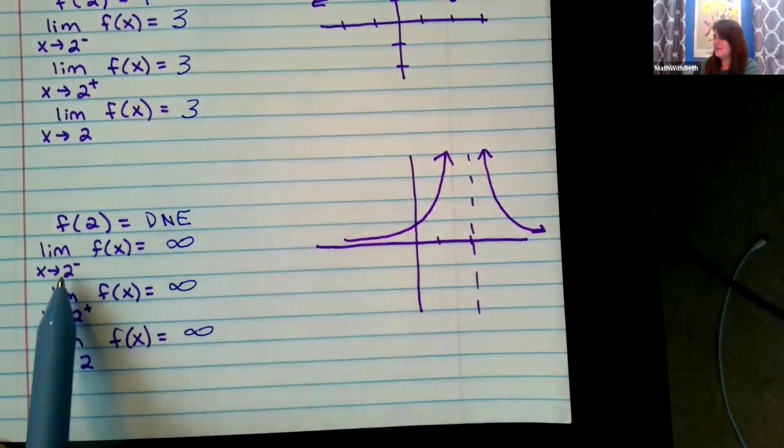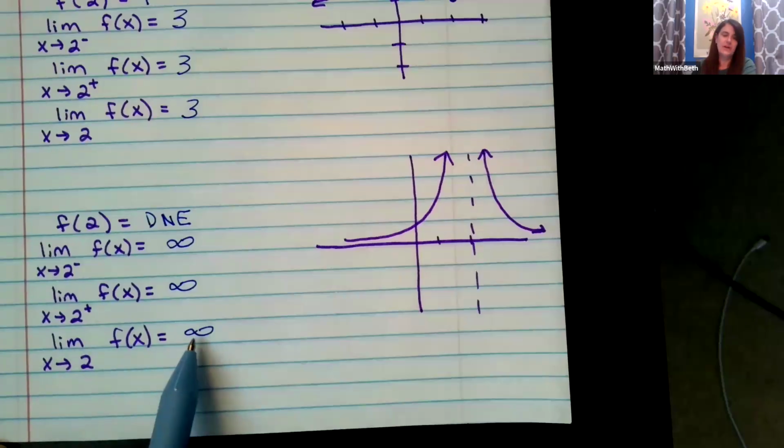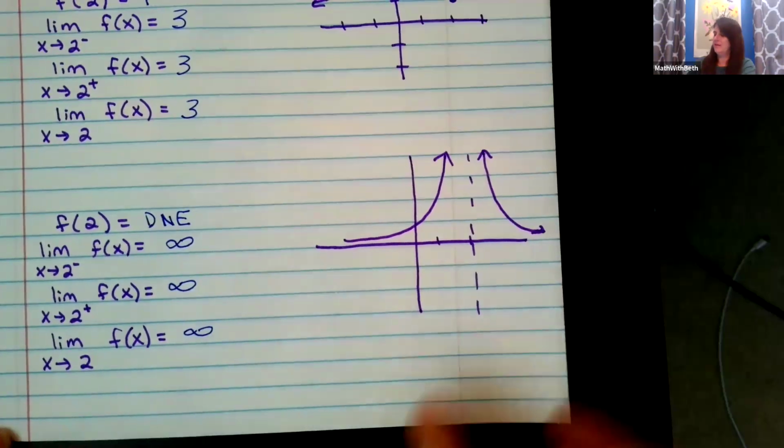So sometimes you're going to be asked individually left and right, but if you're ever asked with no left or right, it means you still have to look from the left and the right because sometimes they're not going to match, and we'll see that in a second.